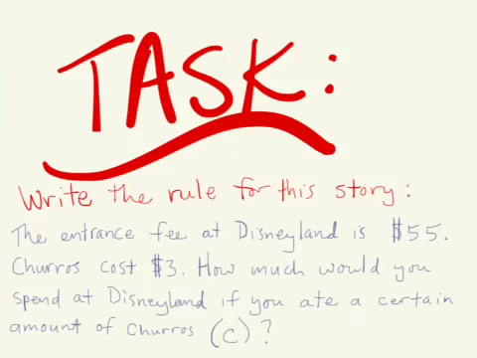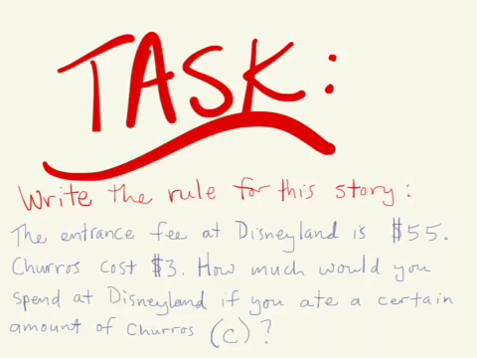Task time! Write the rule for this story. The entrance fee at Disneyland is $55 and going up every day. Churros cost $3. How much would you spend at Disneyland if you ate a certain amount of churros? So notice we're not giving you the amount of churros. You might have eaten 3, you might have eaten 5, you might have really pigged out and then vomited afterwards and eaten 13. We don't know. So we're going to use the variable C for churros.